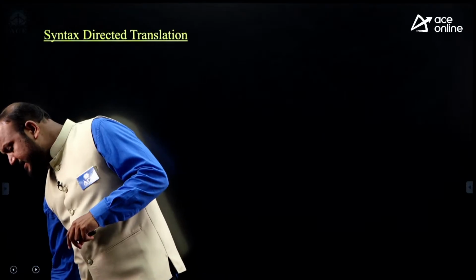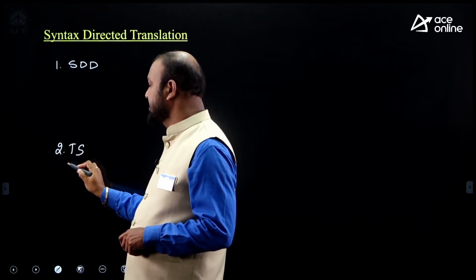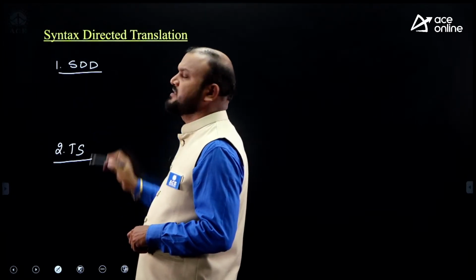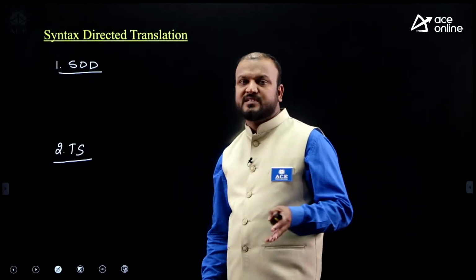What about syntax directed translation? Syntax directed translation is for associating semantic information with the grammar productions. To associate semantic information with the grammar productions, we have 2 notations. One is syntax directed definition, and another notation is a translation scheme. And almost every year, a question comes from SDD and TS, from these 2 topics.